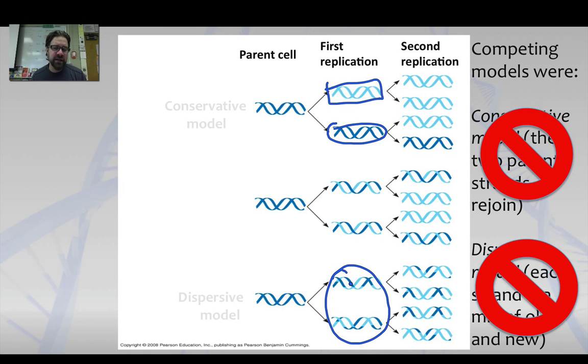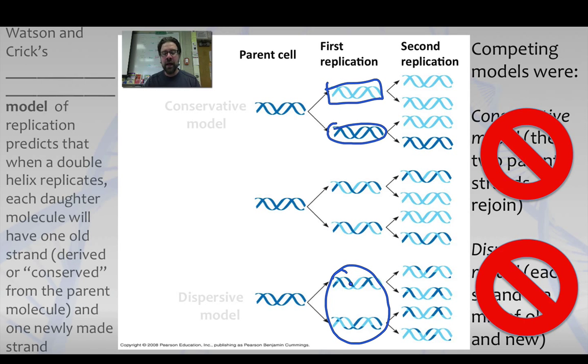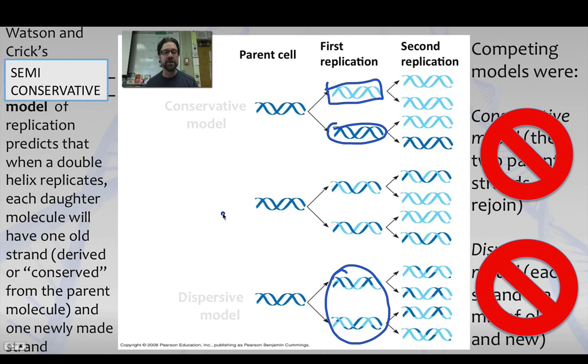So Meselson and Stahl did a very unique experiment, which you can read about in your textbook, where they were able to show that instead it is this middle model that wins, and it's called the semi-conservative model. What it says is that with each new strand, half of the new strand is going to come from the parent and half is going to be brand new.